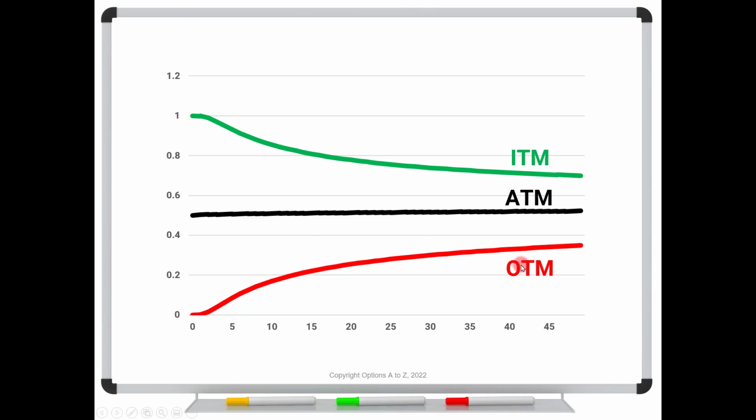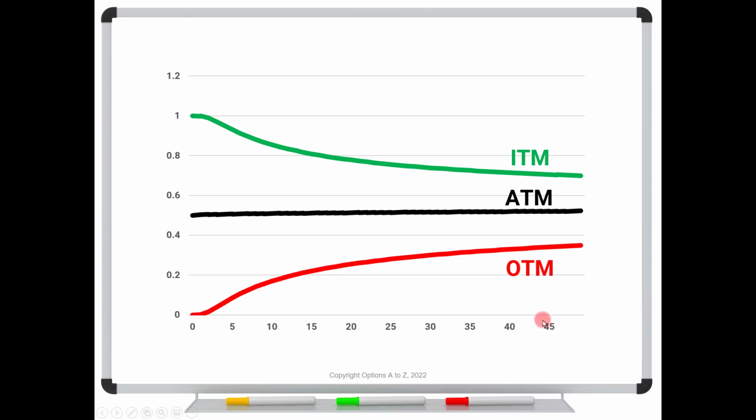What about the out-of-the-monies? If we had an out-of-the-money call, it's going to start out here. It might have a delta of 30 or 35. It's going to be much less than 50. But as time passes, it starts to lose some deltas. And eventually it does this, and it goes right down to 0. Because it's still an out-of-the-money option, but because there's no time until expiration, now we know for sure there's no way it can be an in-the-money option.